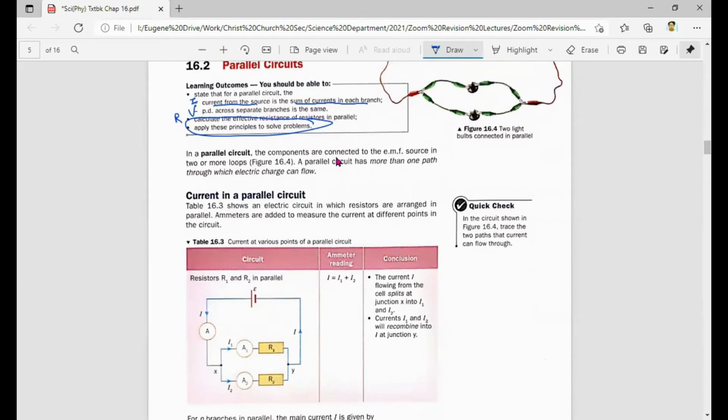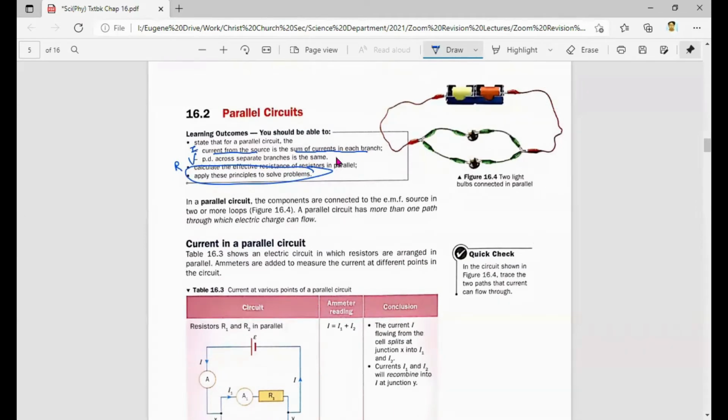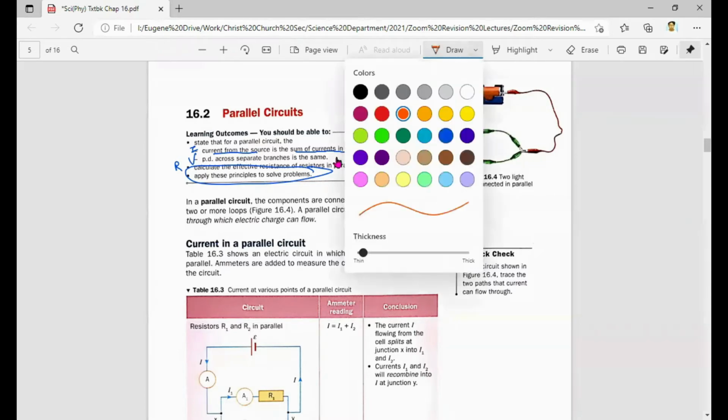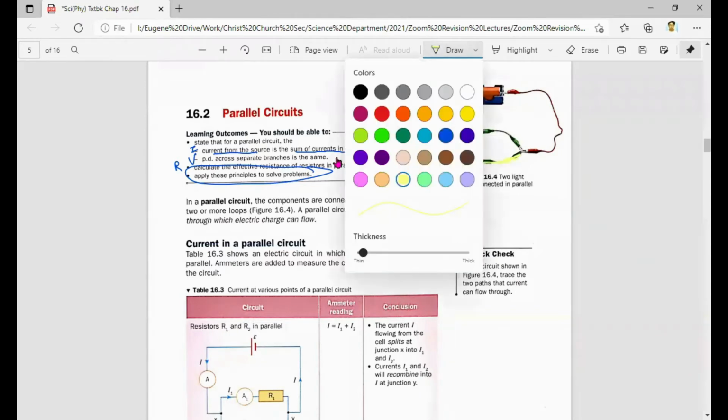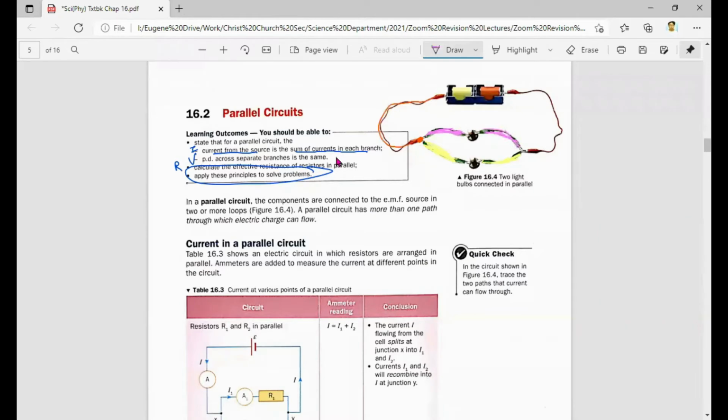The components are connected to the EMF source in 2 or more loops. So if you look at this diagram carefully, let's use red color here. The current is flowing in this way. Once it reaches this point, the current can flow either the pink side or it can flow to the yellow side. So you can see there's 2 paths that the current will flow. But the interesting thing is, the 2 paths after splitting, they will still come back to the same path. Right? They'll still come back to the same path.